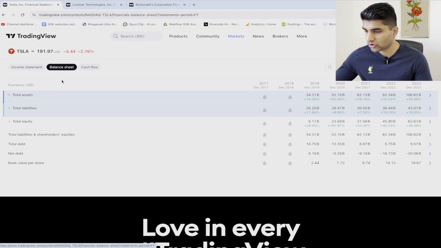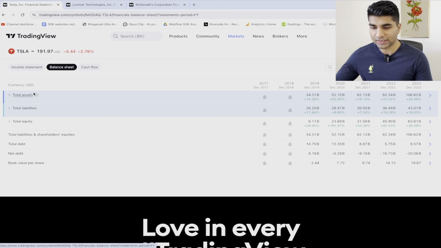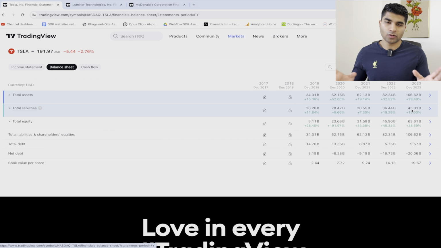So the next one is balance sheet. We look at total assets and total liabilities. Here we must make sure the total assets is greater than the total liabilities. We can see that the assets is 106 billion and the total liabilities is 43 billion, which is excellent. If the company, God forbid, if the company ever goes bankrupt, they'll make sure that all of their assets are converted into cash, and all the debt can be paid off to everyone.